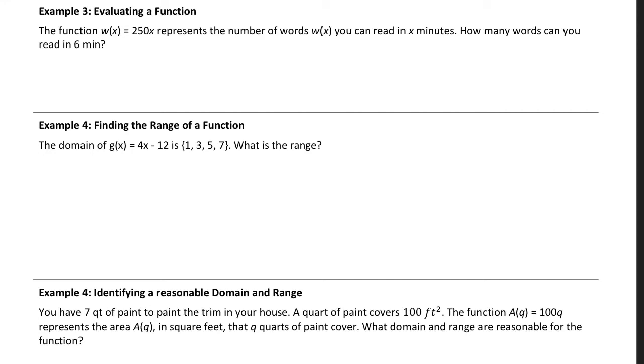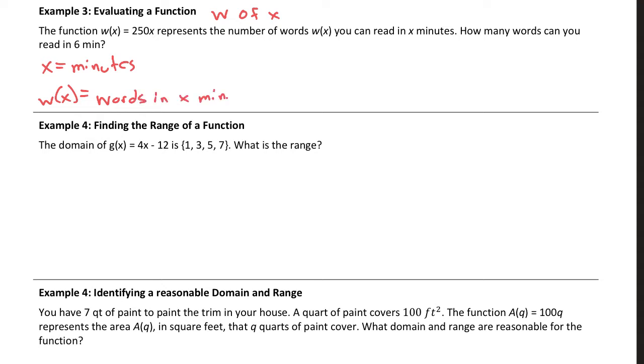Okay, so to finish off these notes, I just wanted to go over something called function notation. So this w parentheses x means function w of x. It's a function w in terms of x. W of x equals 250x represents the number of words you can read in x minutes. How many words can you read in 6 minutes? So x is minutes. W of x is words in x minutes.